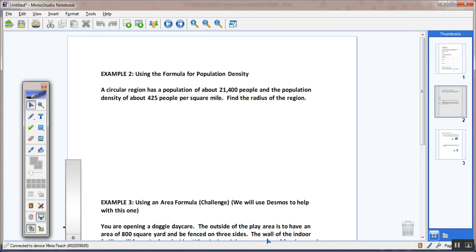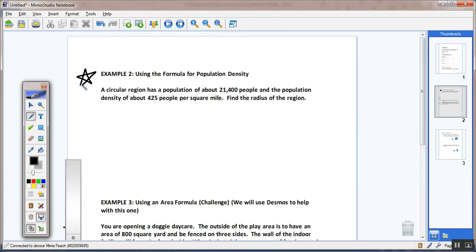Kind of keep up with this idea that population density is talking about a certain population over an area right here. And example 2 is going to be a little bit tougher, so let's see if we can't work our way through this. Example 2, we're going to be using a formula for population density right here.